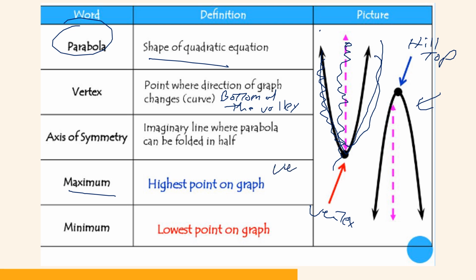So these are also your vertexes, right? So depending on how the graph looks, if it looks like number 1 here, I just call this one number 1, well, your vertex is a minimum value. Graph here, number 2, the vertex here is a maximum value.